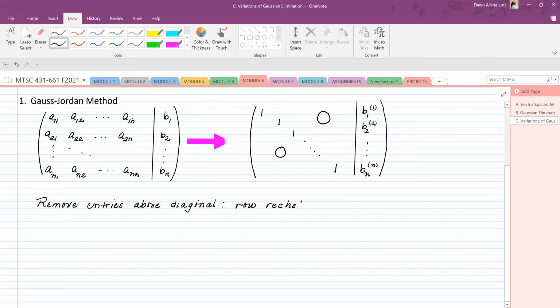Now, for me, I'm thinking this is reduced row echelon form. When we remove the entries below the diagonal, that is row echelon form. But when you also remove the ones above the diagonal, that should be reduced row echelon form, because reduced row echelon form takes it all the way down to the identity. So I'm going to slide in here, "reduced," because that's what I think it is.